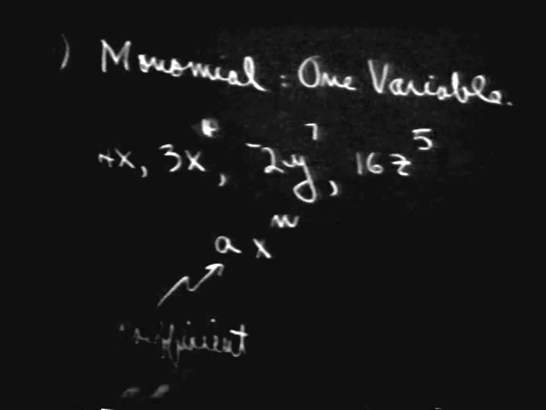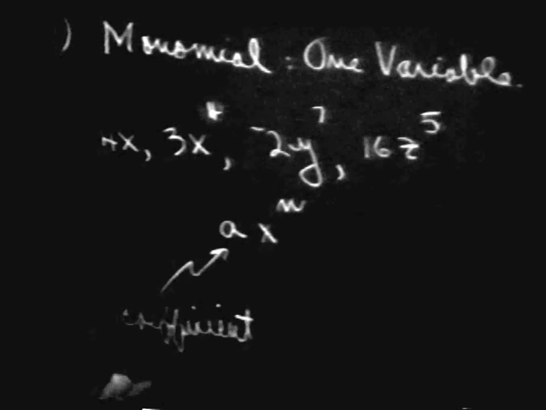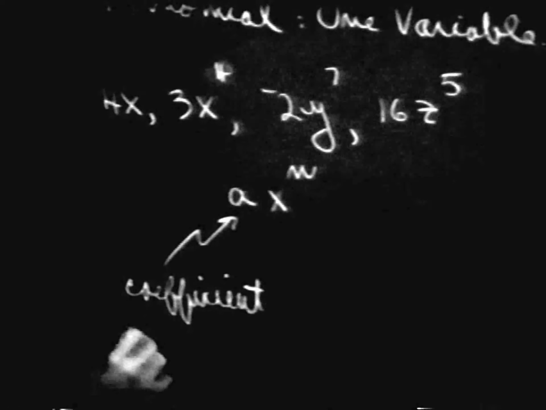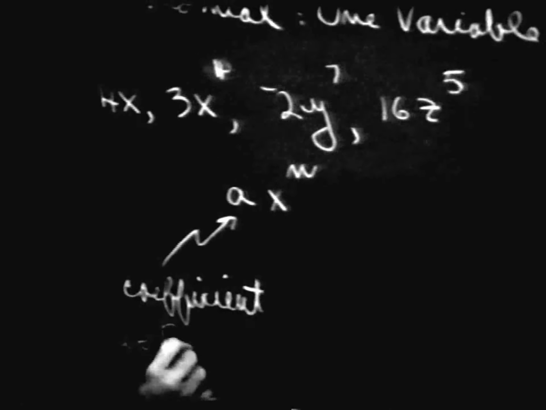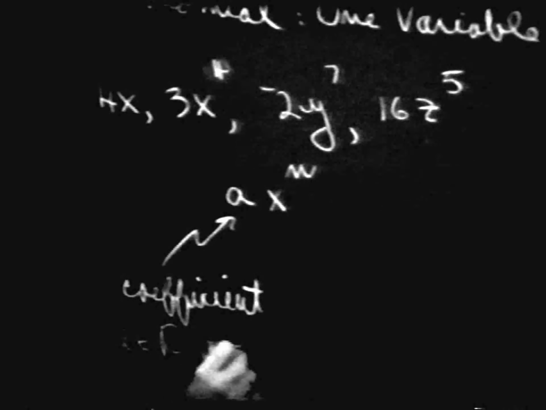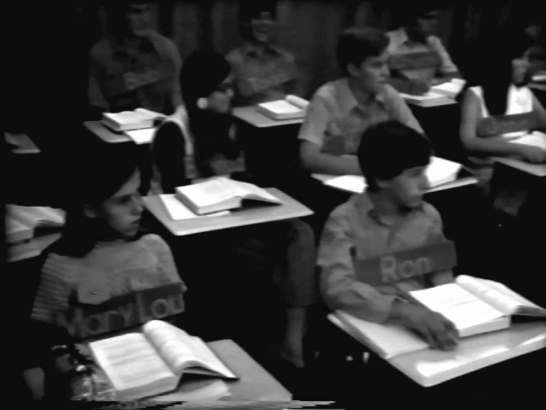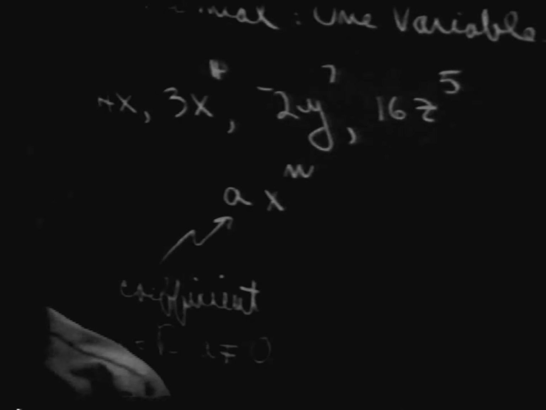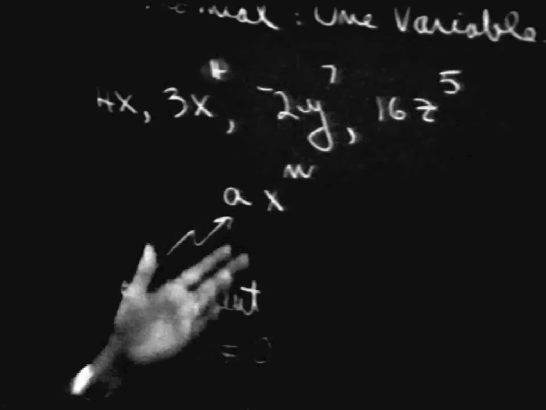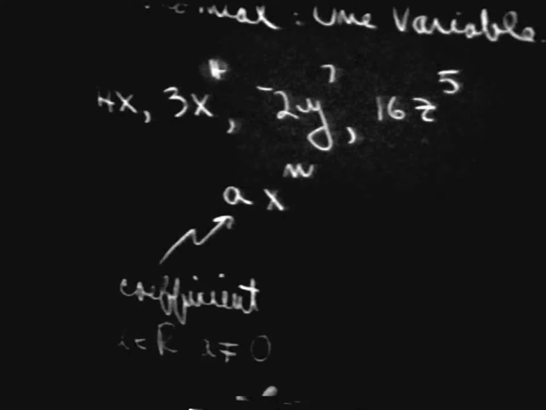C-O-E-F-F-I-C-I-E-N-T, the coefficient. And as a matter of fact, that number can be any real number except what? What do you think it cannot be? What number can it not be, Ron? Except 0, because if this were 0, 0 times anything you know is 0, and hence we have no monomial to speak of. Is that right?